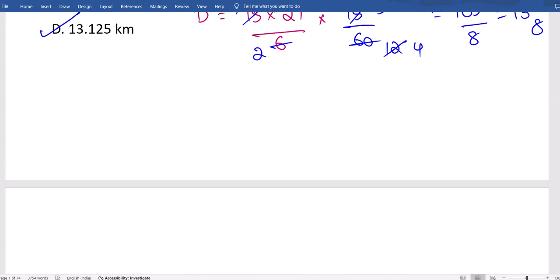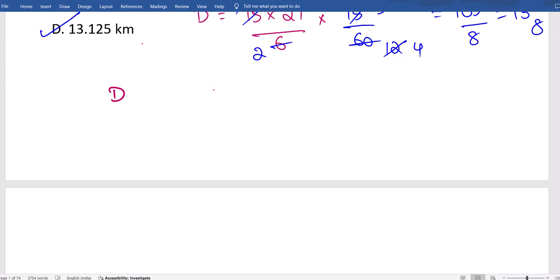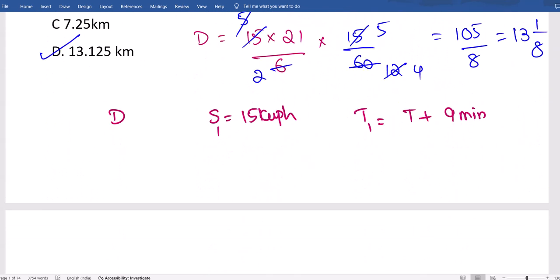See, the situation is that the distance is constant, the same distance. Initially speed is 15 kilometers per hour, and you are late by 9 minutes. So normal time taken, let us say t. In the first situation, your time taken is t plus 9, where t is the correct time to go to the office, but you reach 9 minutes late.